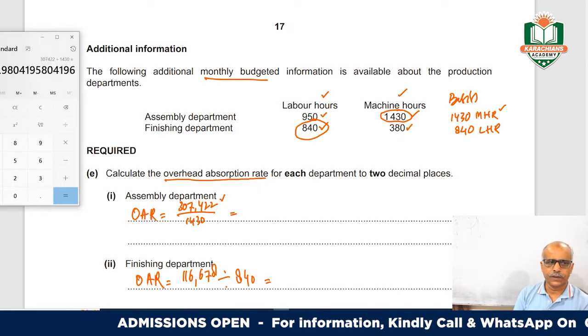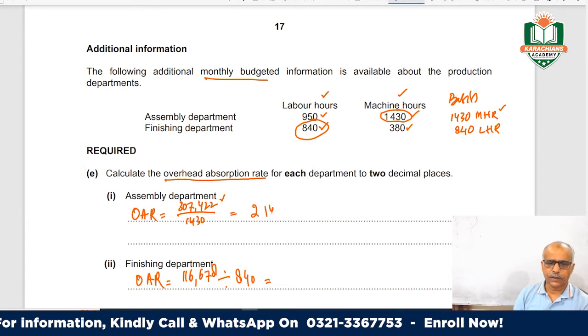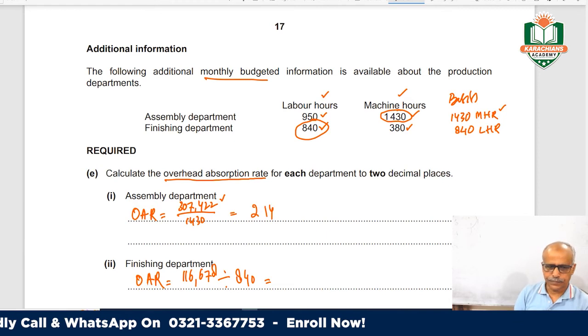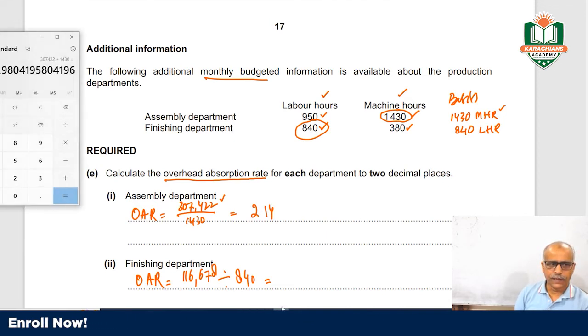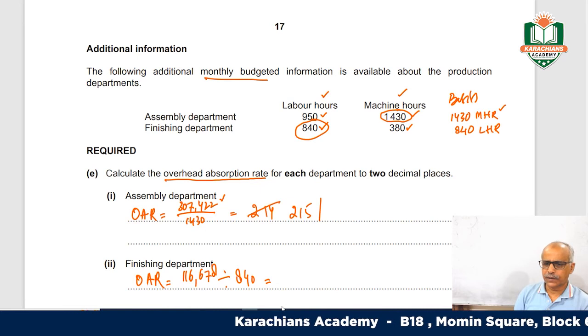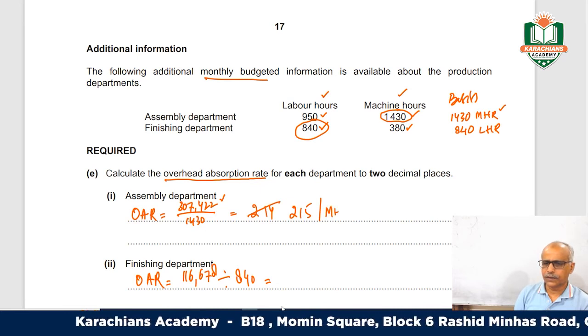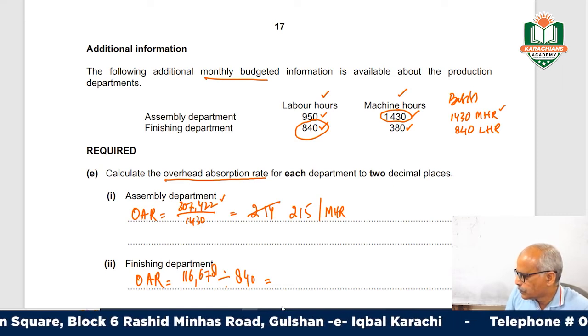So this will be 214.98, or you can say 215 per machine hour, right?